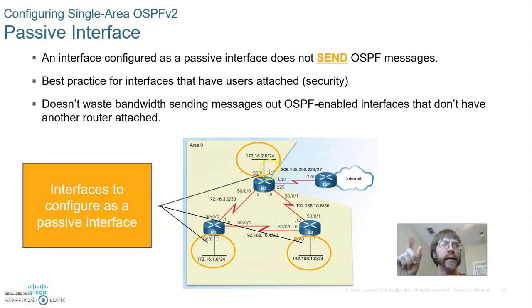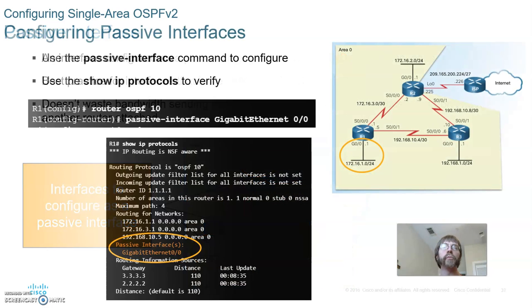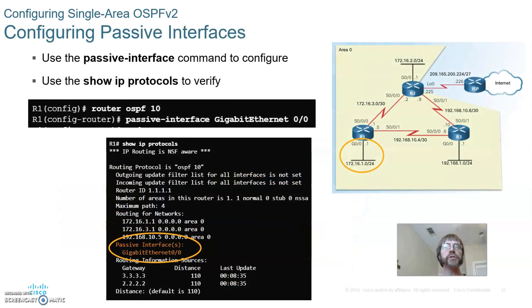So what we'll do here is use the passive interface command. Passive interface gig 0/0, or passive interface loopback 0. And these will all show up in your show IP protocols output. Now, if you have some adjacencies that you think should be forming but aren't, look at show IP protocols. Make sure you haven't accidentally set more interfaces passive than you meant to.